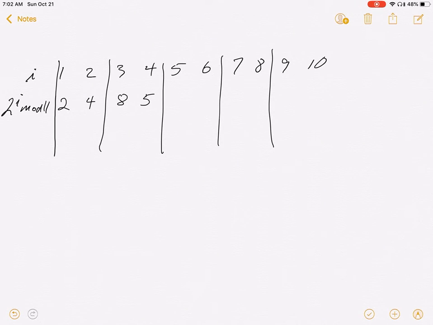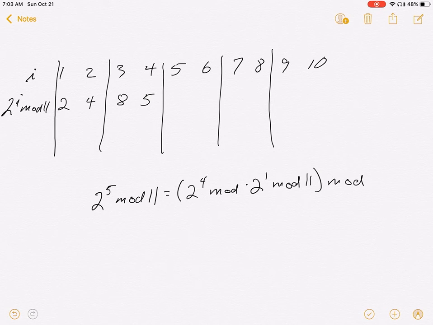Now as these numbers get larger and larger, to do them directly gets more and more challenging, but we can take advantage of the fact that 2 to the fifth mod 11 can be replaced by 2 to the fourth mod 11 times 2 to the first power mod 11, all mod 11. You'll remember that from an earlier portion of the chapter. So 2 to the fifth mod 11 is 2 to the fourth mod 11, which is 5, times 2 to the first mod 11, which is 2, and that's 10.